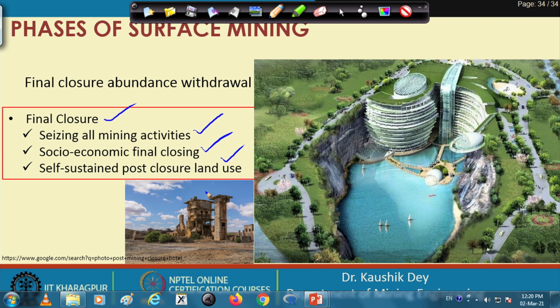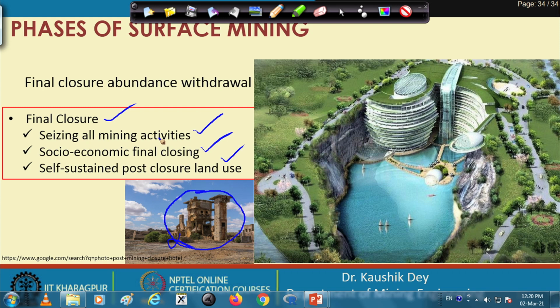We cannot leave a structure like this. This is probably a plant structure, but we cannot leave a structure like this. We have to demolish this structure because it will pose a danger. In the final closing, we have to withdraw each and every structure, machine, and whatever is related to mining. That has to be withdrawn first.